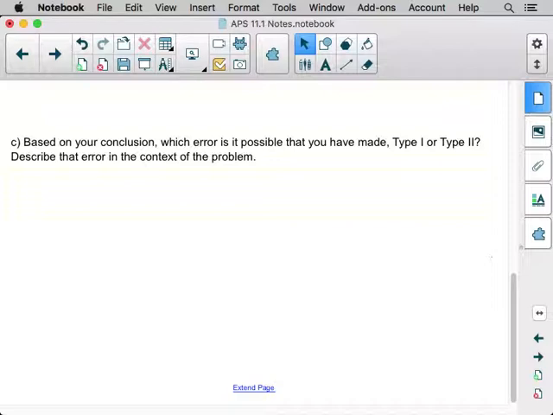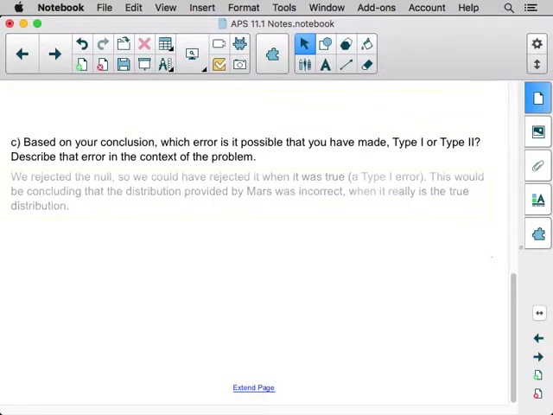Yeah, so it means we concluded that there is a difference in the distribution compared to what Mars says it should be, when actually there isn't, right? Isn't that what a type 1 error would be?